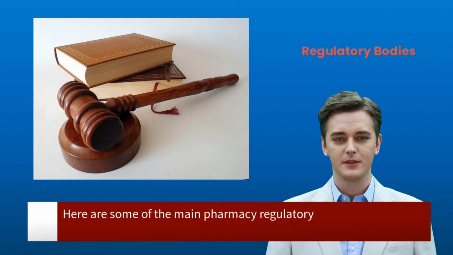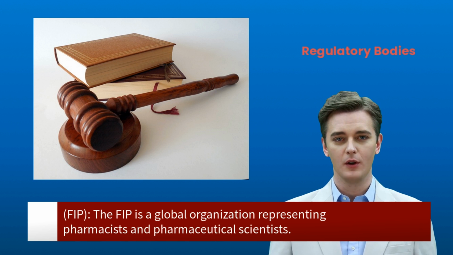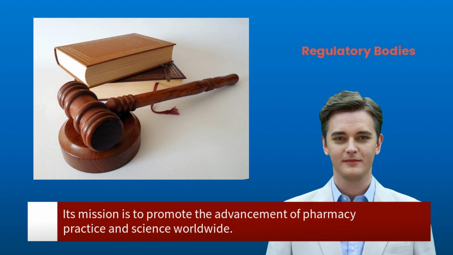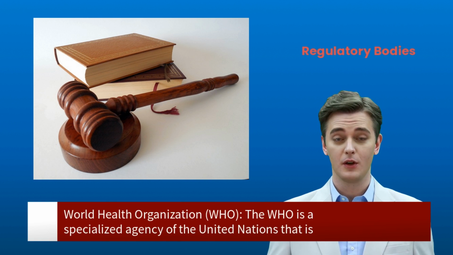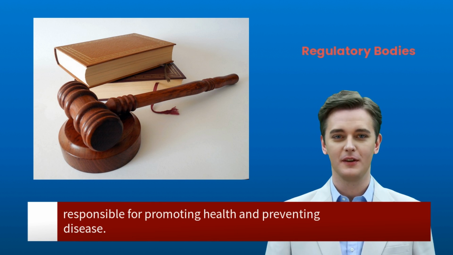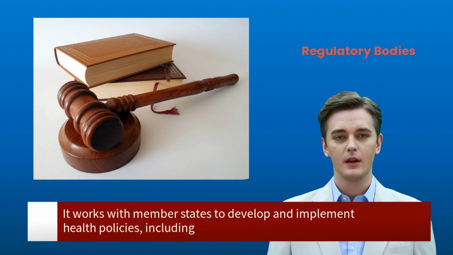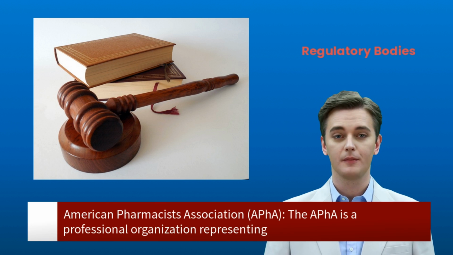Here are some of the main pharmacy regulatory bodies. International Pharmaceutical Federation (FIP). The FIP is a global organization representing pharmacists and pharmaceutical scientists. Its mission is to promote the advancement of pharmacy practice and science worldwide. World Health Organization (WHO). The WHO is a specialized agency of the United Nations that is responsible for promoting health and preventing disease. It works with member states to develop and implement health policies, including policies related to pharmacy.